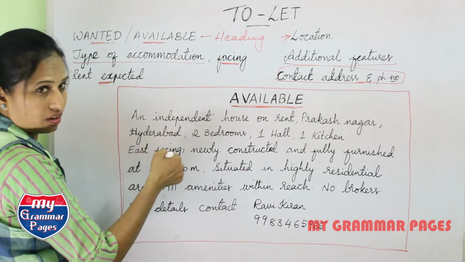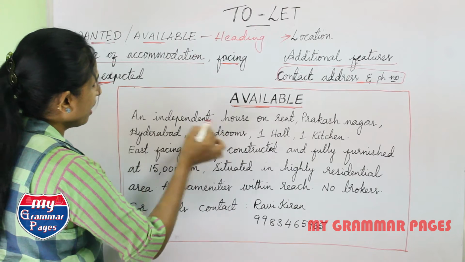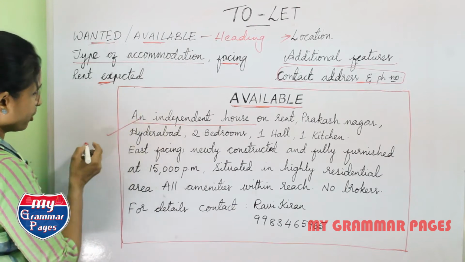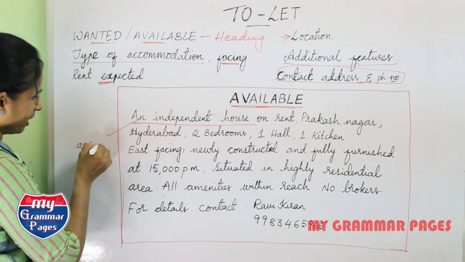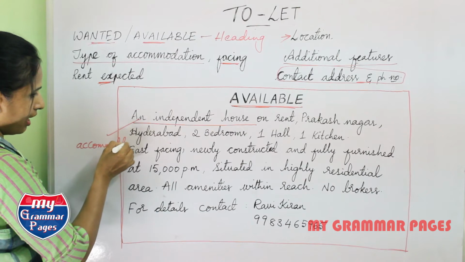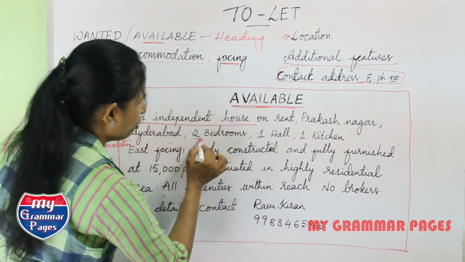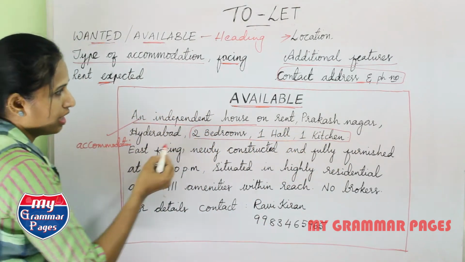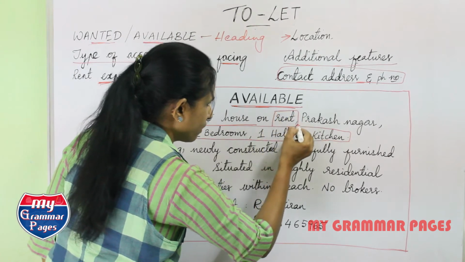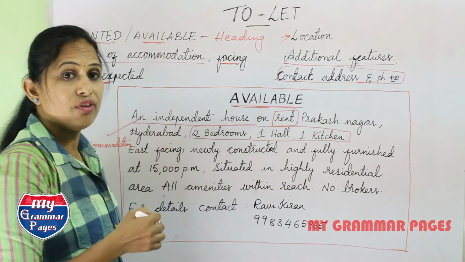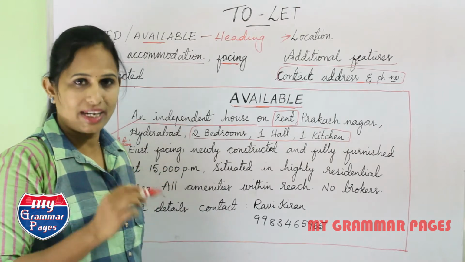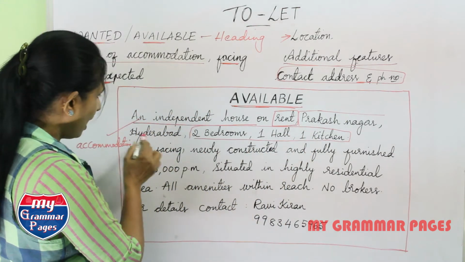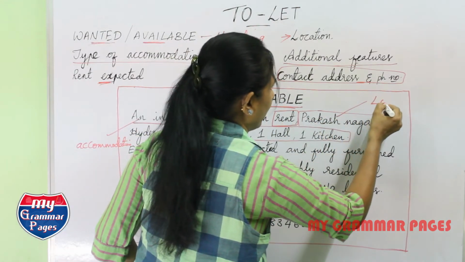Now coming to the ad which is given here, an independent house on rent. So we are talking about the type of accommodation here. This becomes the accommodation. And we have taken, see here, 2 bedrooms, 1 hall, 1 kitchen. These also come under the features of accommodation, and we have clearly mentioned it is for rent. Sometimes it can be lease or rent. You have to mention it very clearly. And here we have shared the location, that is Prakash Nagar, Hyderabad. This comes under the location.